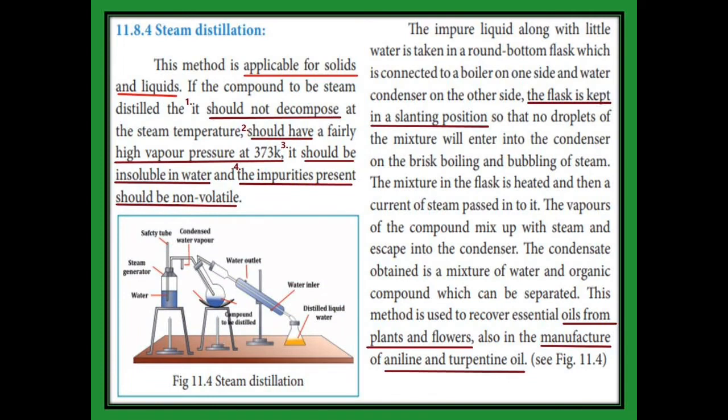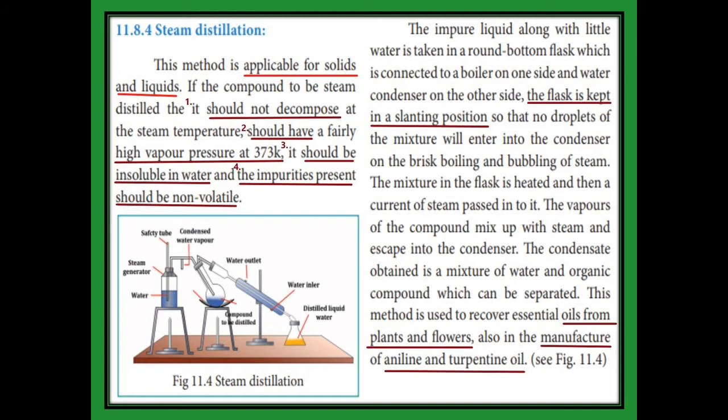Steam distillation. This distillation process is suitable for both solids and liquids, provided the compound does not decompose. The organic compound should not decompose at steam temperature. When steam is passed through the organic compound, it should not decompose. For example, benzene, formula C6H6. When the steam is passed through it, I have to get the benzene as it is, that is C6H6. But if on heating it decomposes, the carbon and hydrogen separate, and I get carbon and hydrogen separately. It is not like that.